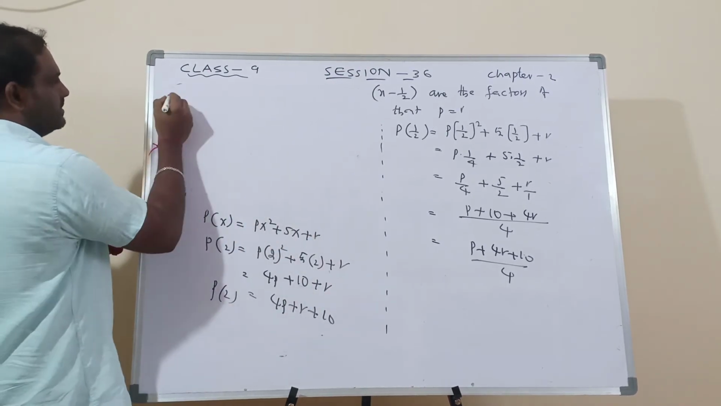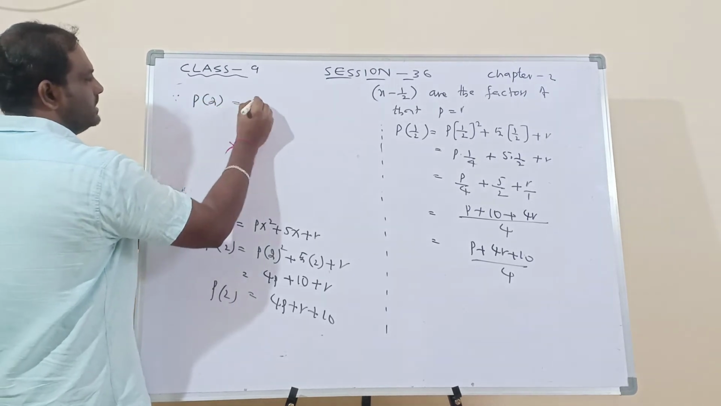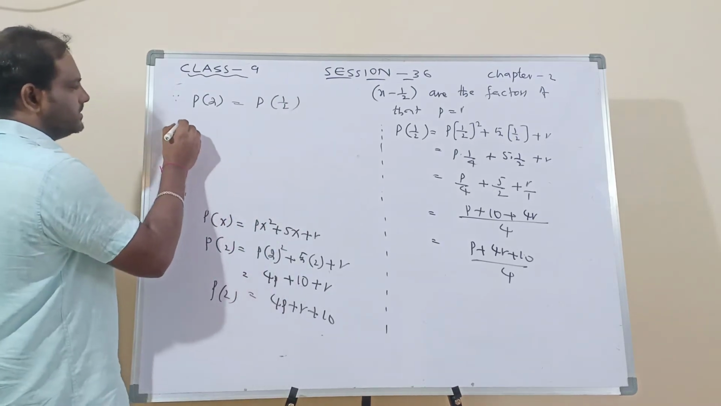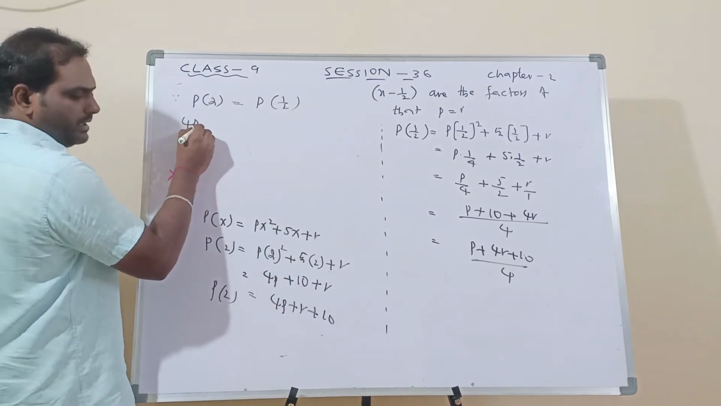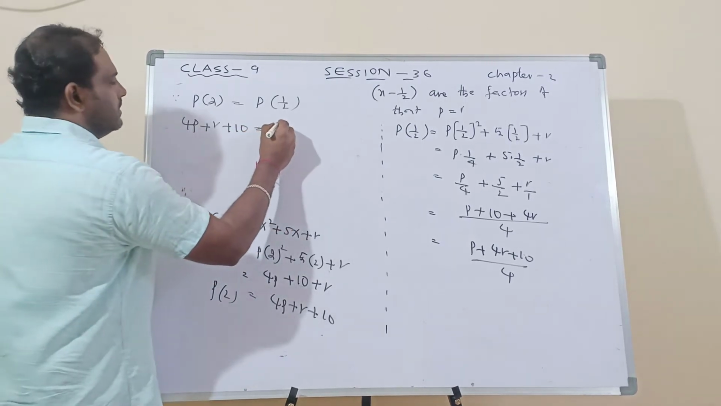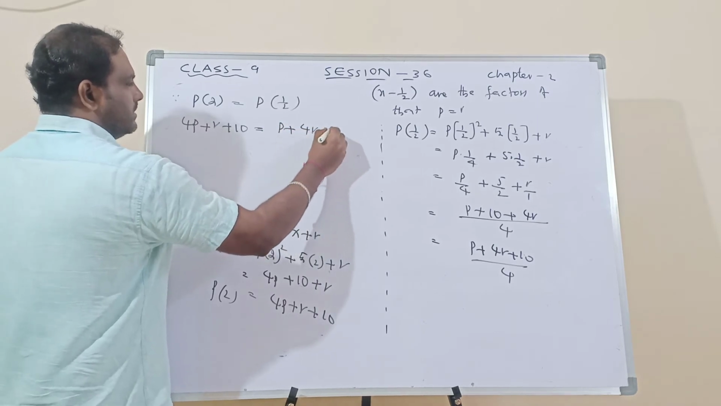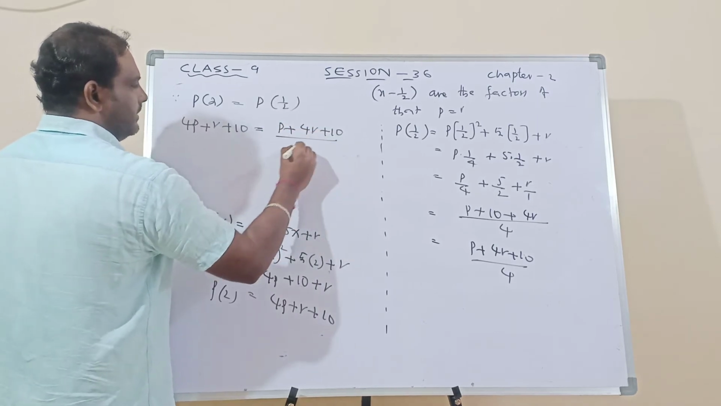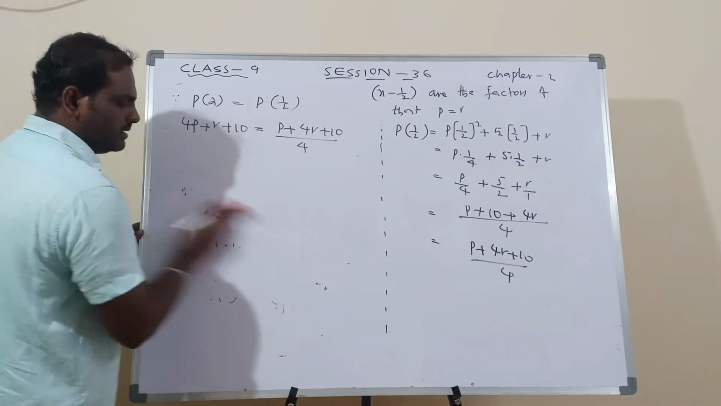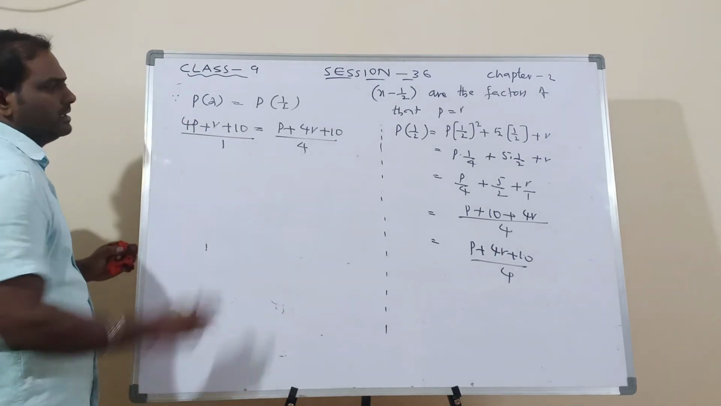So since P of 2 is equal to P of 1 by 2, what is this? What is P of 2? It is 4p plus r plus 10, which is equal to (p plus 4r plus 10) by 4. These two are equal. What is the next step? If nothing is there, I can take it as 1, and cross multiply.